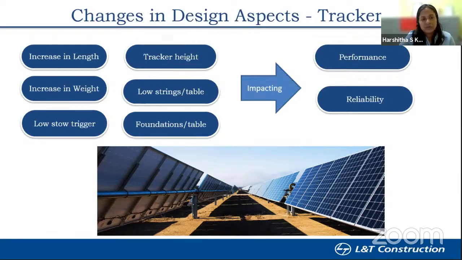Increase in weight has an associated impact on the structure and other requirements of the tracker. Sometimes, as I said earlier, it may result in fewer strings per table because of the length constraints. It can also cause slow stow because of the weight and the size considerations. The number of foundations per table also will change, and overall, because the number of tables may come down, the number of foundations can also reduce. So all this finally impacts the performance and reliability of the tracker itself, and the various tests which need to be done by the tracker to suit these LFM modules become very important while we are selecting it. I'm sure NEXTracker will be explaining this in more detail in the next session.